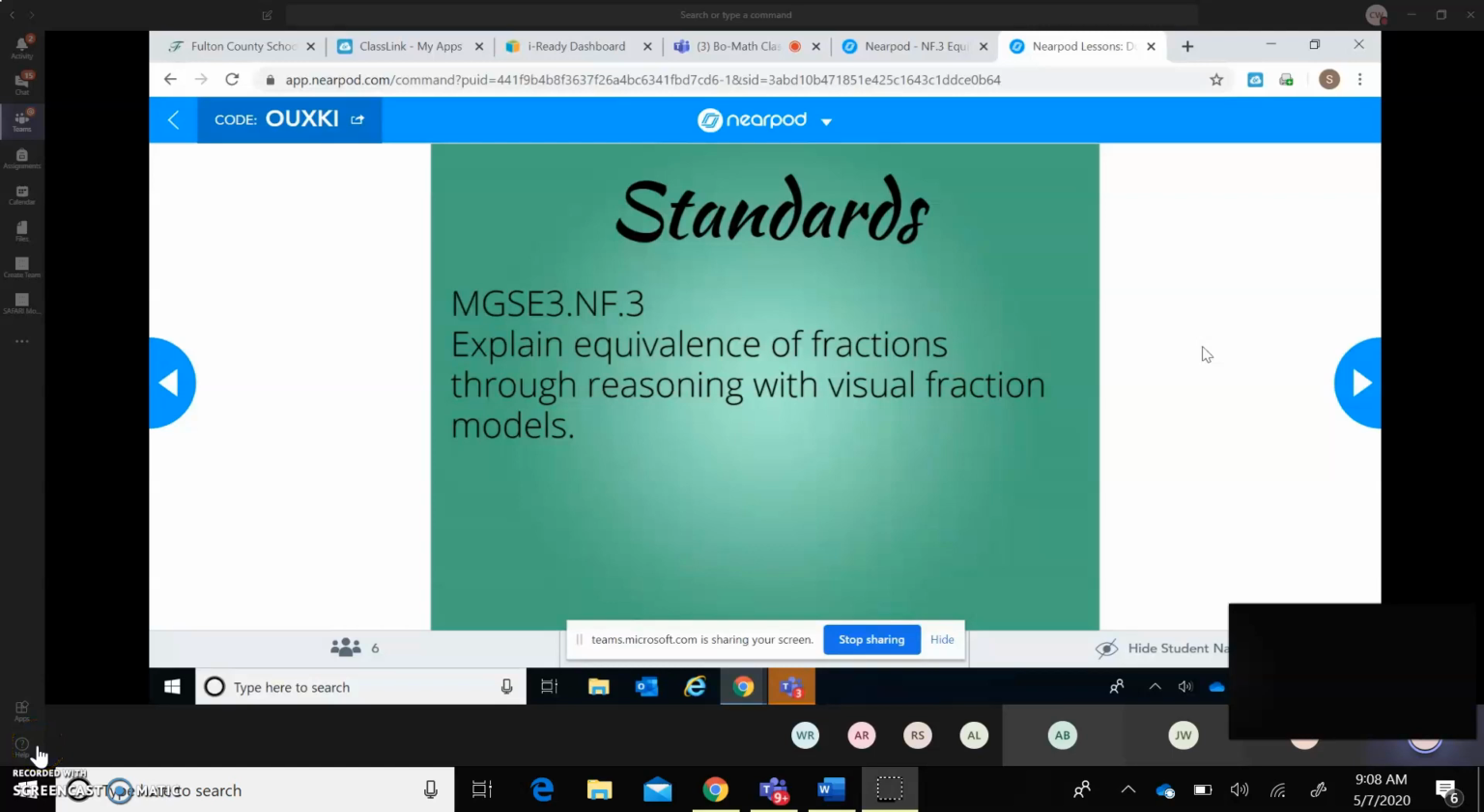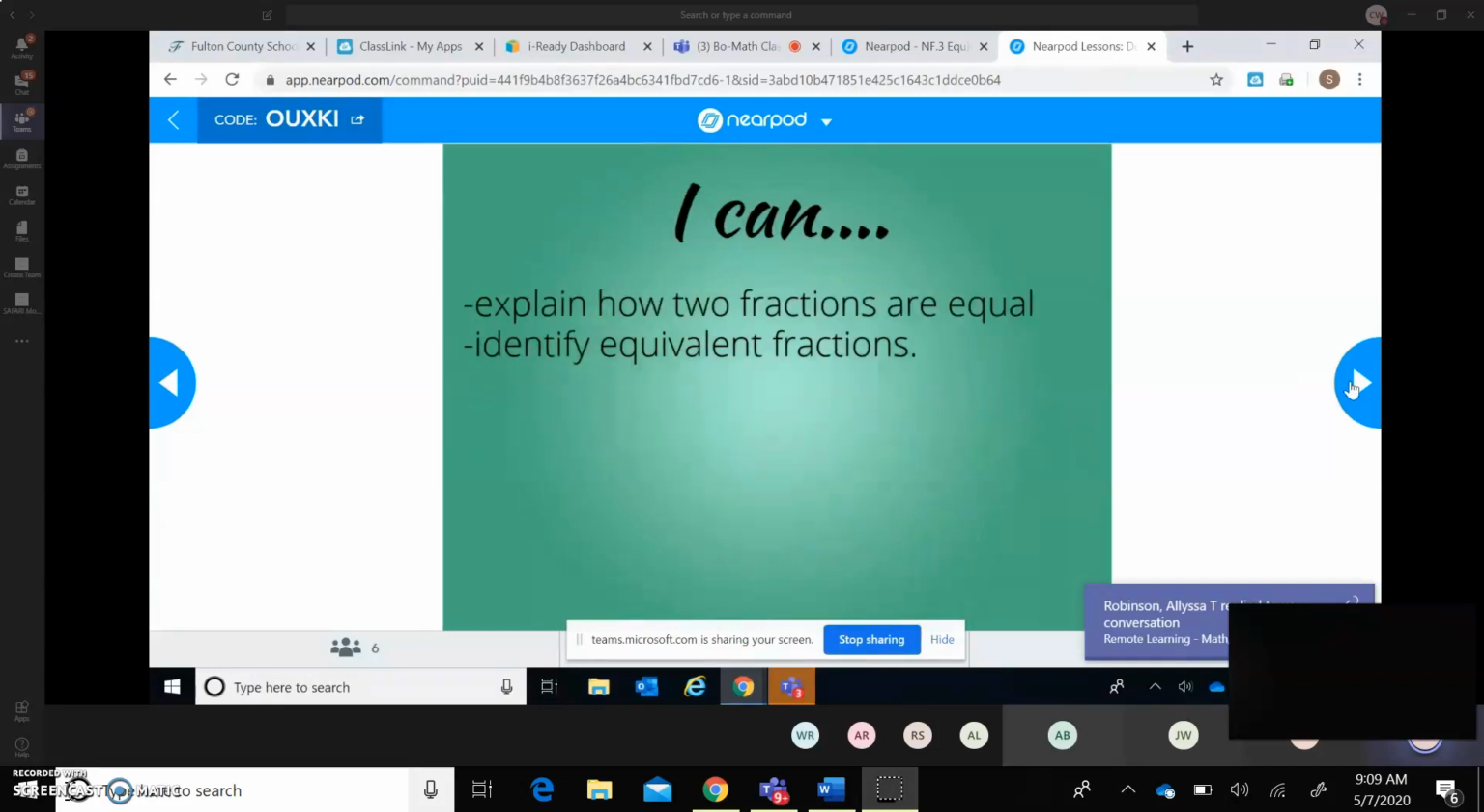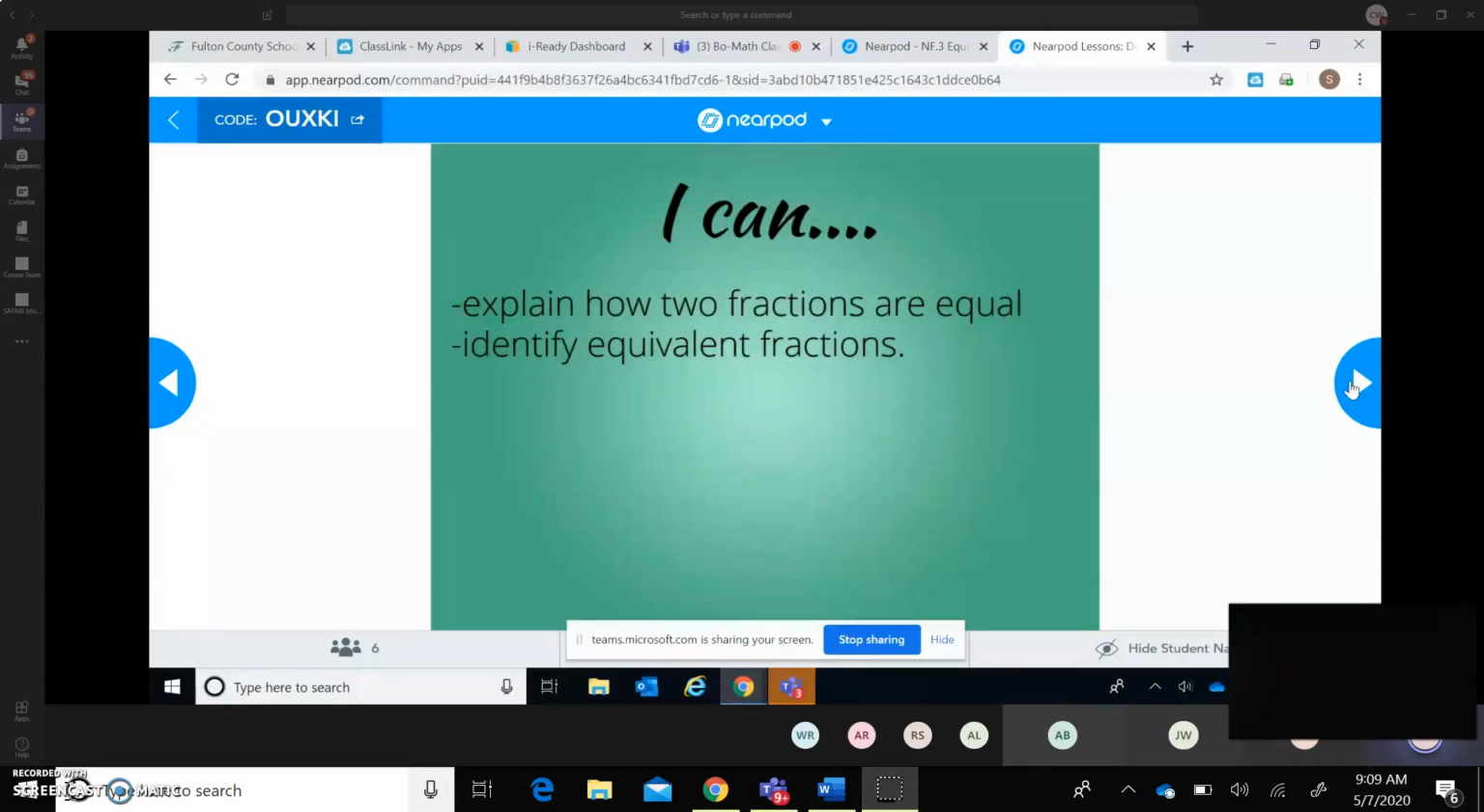This is going to be a little review. It's going to explain equivalence of fractions through reasoning with visual fraction models. A word is equivalence, which sounds like equal, or fractions are equal. What can I do? I can explain how two fractions are equal. I can identify an equivalent fraction.